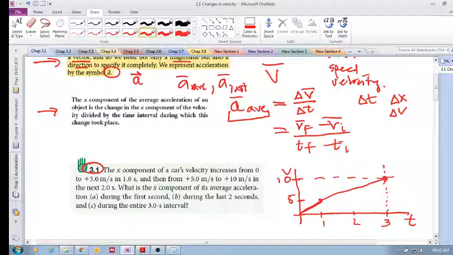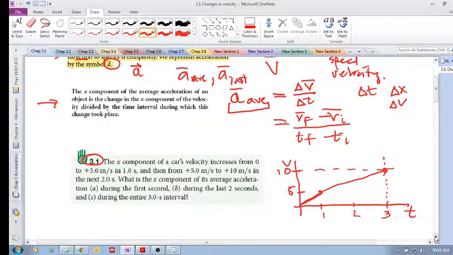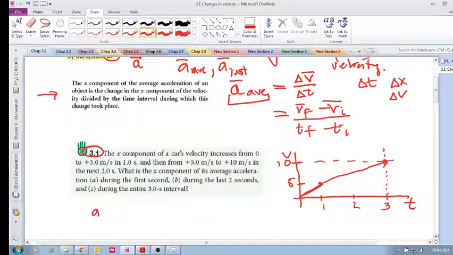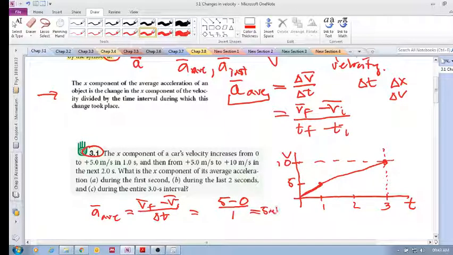What is the x component of its average acceleration? Okay, so we know average acceleration is v final minus v initial over delta t. So what is the average acceleration during the first second? What's the final velocity? It's 5. What's the initial velocity? It's 0. And what's the change in time? It's 1. So we have 5 meters per second squared.